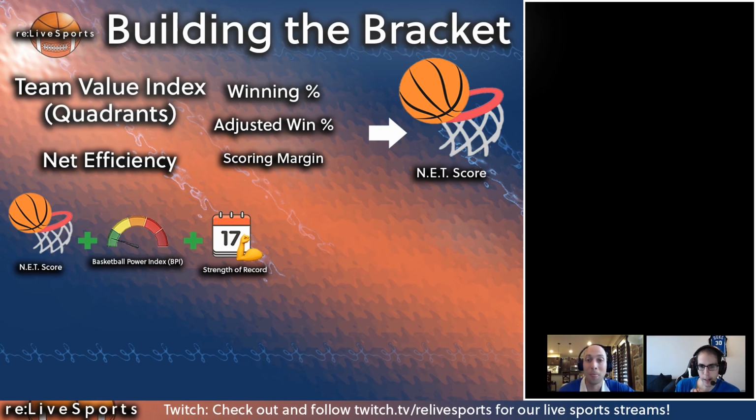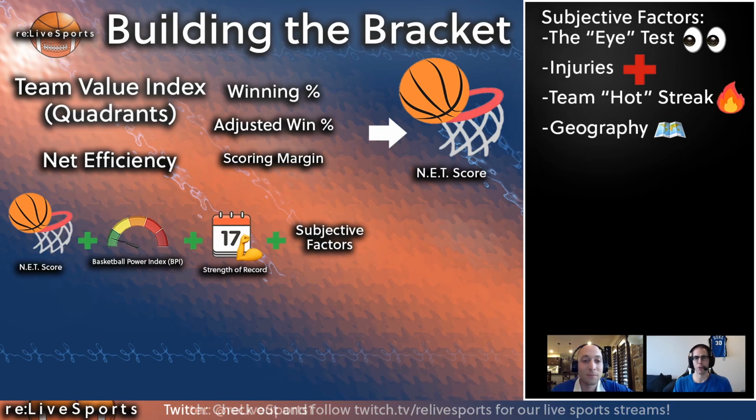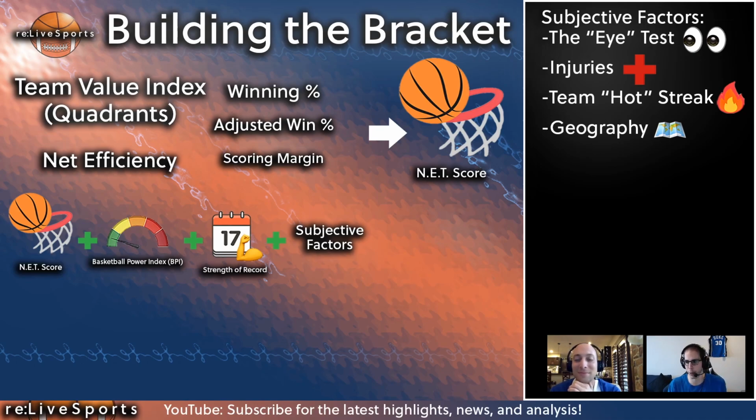Then we have some of the more subjective metrics that people have probably heard of. They've heard of things like the eye test, for instance. Oh, this team looks better and plays better than this other one. Or we take into account injuries, right? Last year, Zion was out for a large part of the back half of the Duke season, and then he came back, and then the team got hot again. So that's the next one. Is this team coming into March really playing its best basketball?